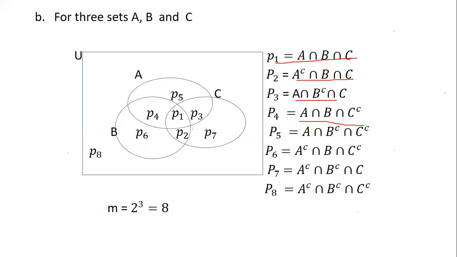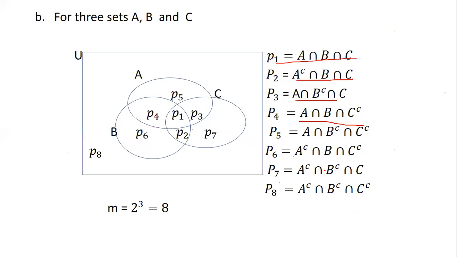Can we apply De Morgan's law here? Yes, sir. It becomes A union B union C, all complement. Here too it becomes A union B, all complement, intersection C complement. Is that okay? Yes, sir. You're doing well this morning.